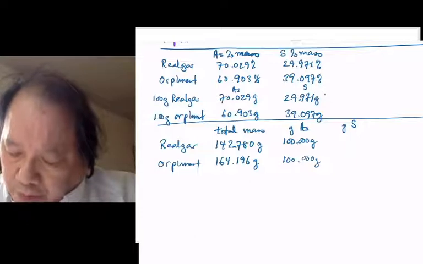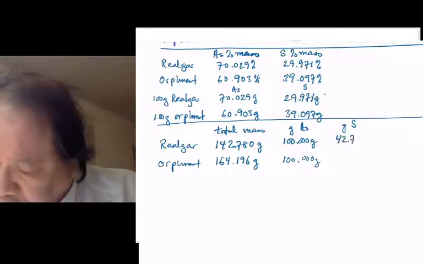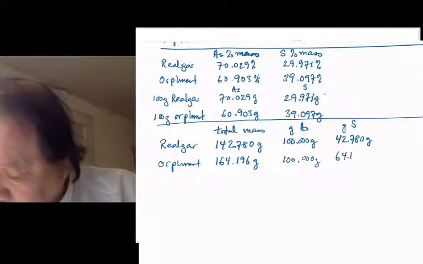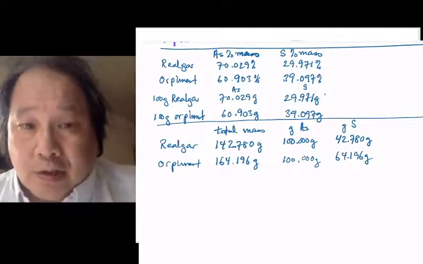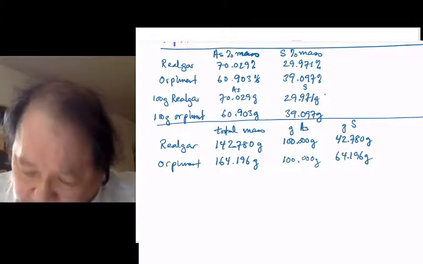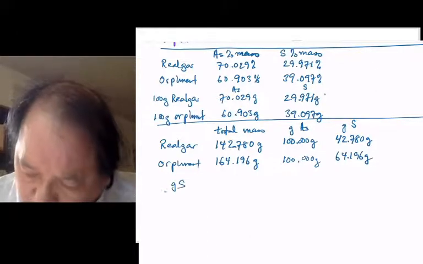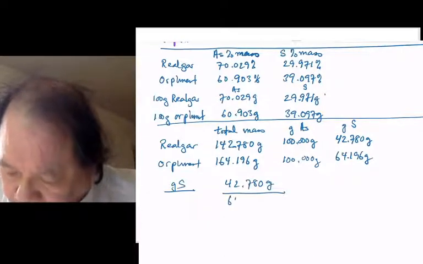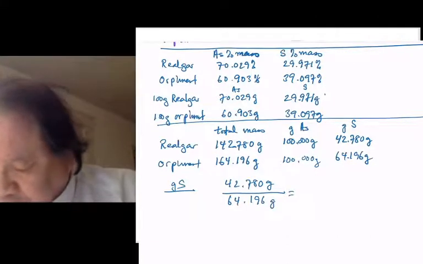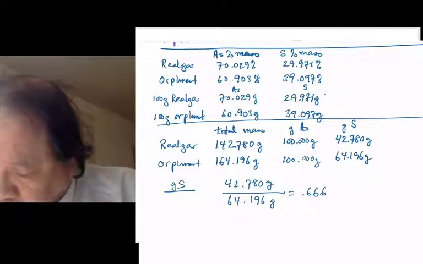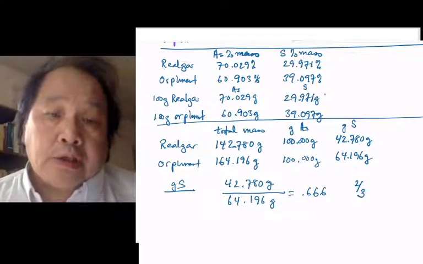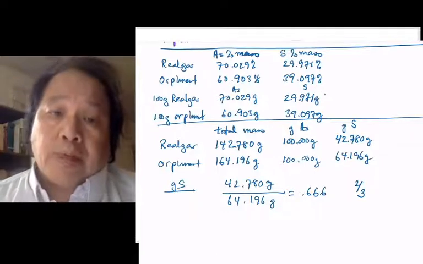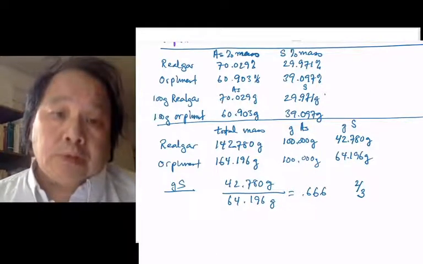And now you can figure out how much sulfur you have. It's 142.780 minus 100, so that's 42.780 grams of sulfur in the realgar, and 164.196 minus 100, that's 64.196 grams in the orpiment. And they still look like pretty continuous numbers. But the magic happens when you take the 42.780 grams of sulfur and divide it by the 64.196 grams, and you find out it equals 0.666, which is 2/3. And once they saw that they were getting a ratio of whole numbers, that means that matter has to be discrete, which means matter has to be like Skittles.